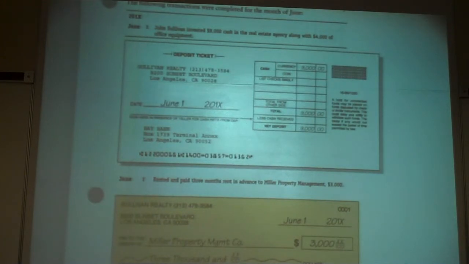And you should have page 1 of your general journal. That's the page that you need. Our instructions say on June the 1st, John Sullivan opened a real estate office called Sullivan Realty. The following transactions were completed for the month of June. On June 1st, John Sullivan invested $9,000 cash in the real estate agency, along with $4,000 of office equipment.